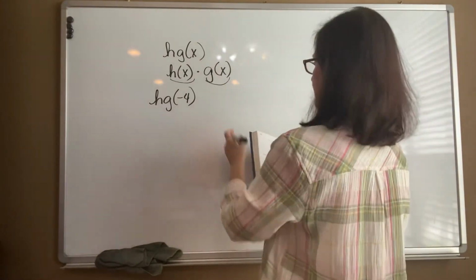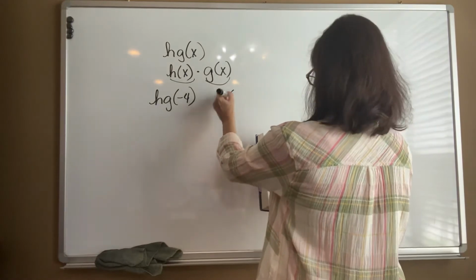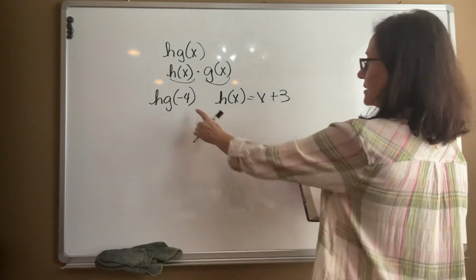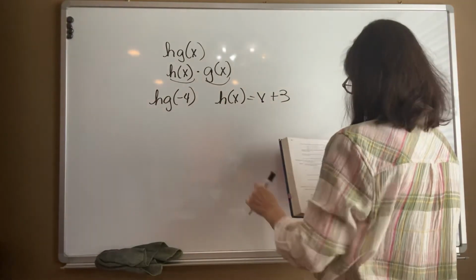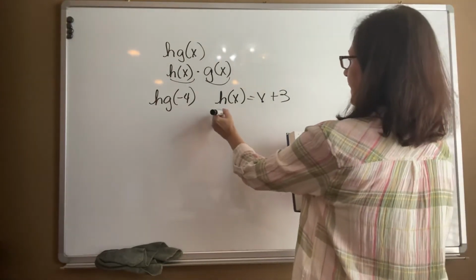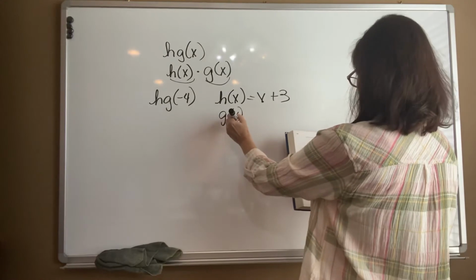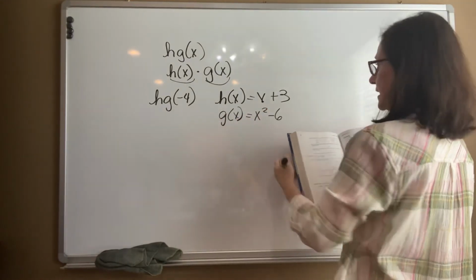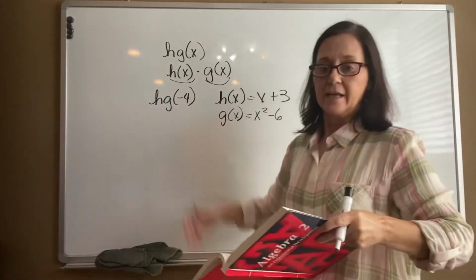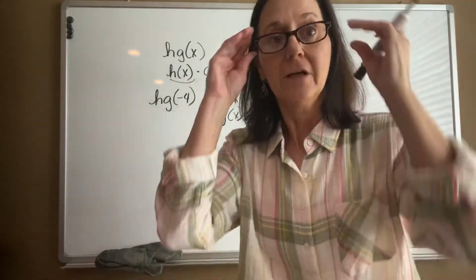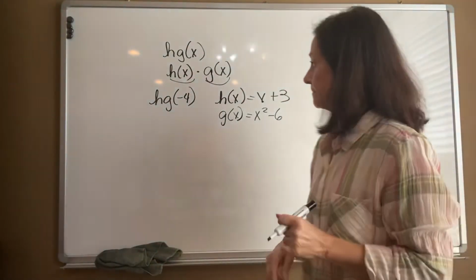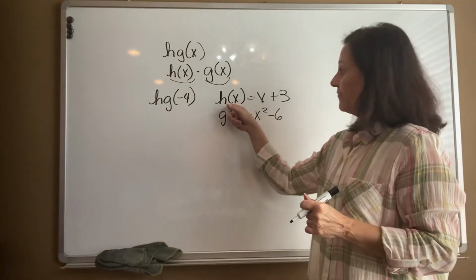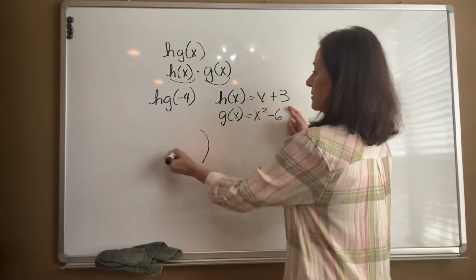So h of x is x plus 3. Its domain is all real, so negative 4 is in all reals. And then g of x is x squared minus 6. Its domain is negative integers. Negative 4 is a negative integer, so that works. So I'm going to plug in negative 4 to the h function, and then I'm going to multiply them.